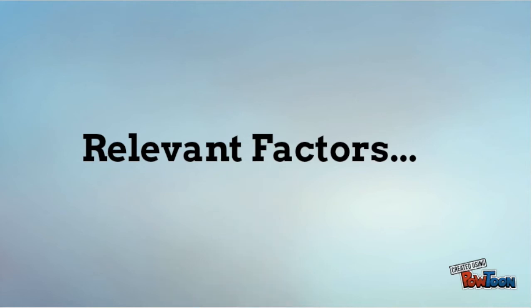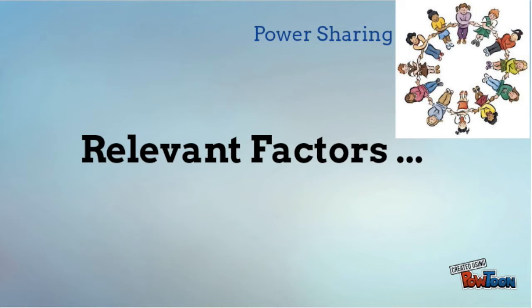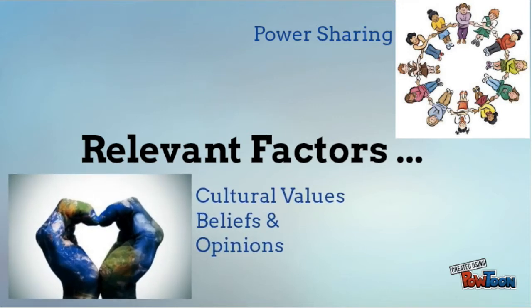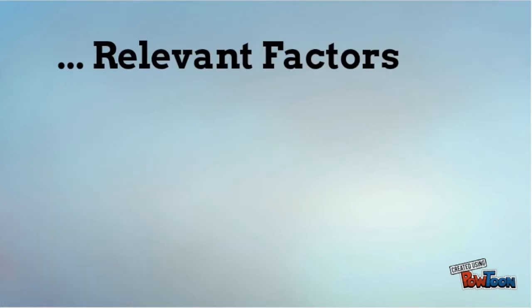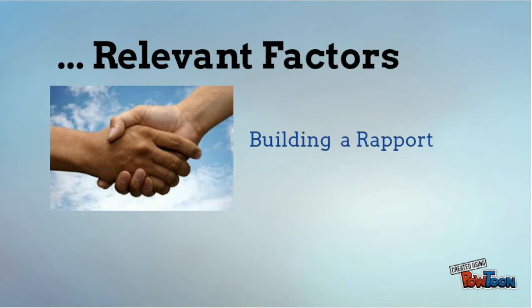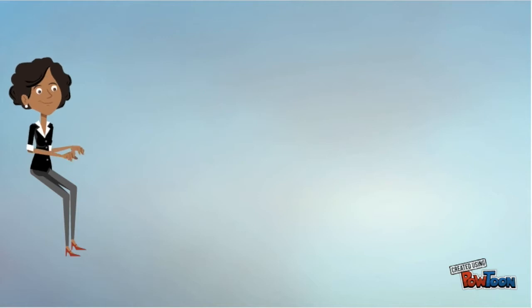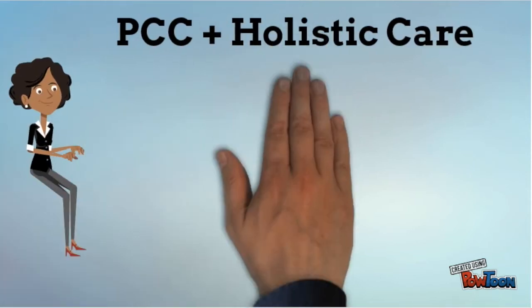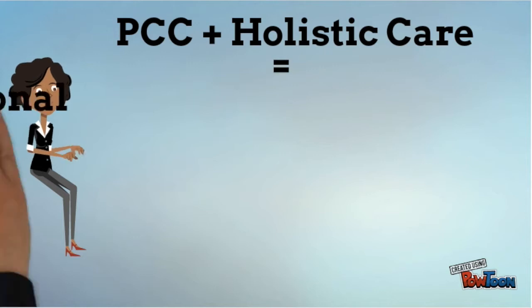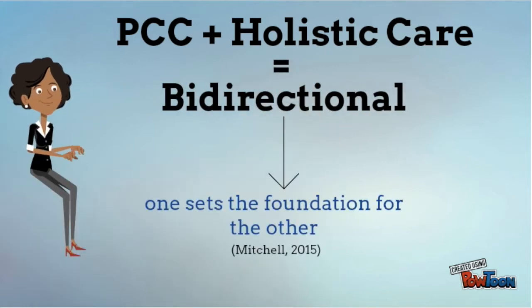Some relevant factors that are embedded into the care processes include the sharing of power between health professionals and patients in order to create a mutual environment where all individuals are equal to enable shared decision-making. Displaying empathetic consideration for the cultural values, beliefs, and opinions of patients. And creating a genuine sense of rapport with patients and their families allows a safe environment for the sharing of information. Evidence suggests that the relationship between person-centered care practice and holistic care is bidirectional. One sets the foundation for the other.